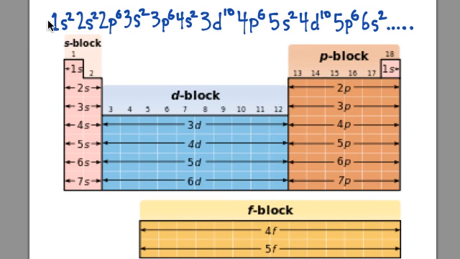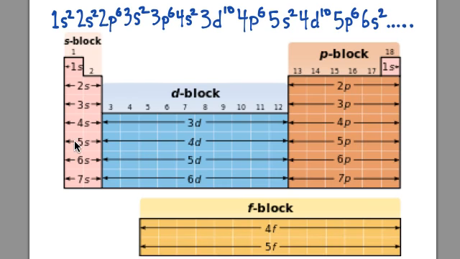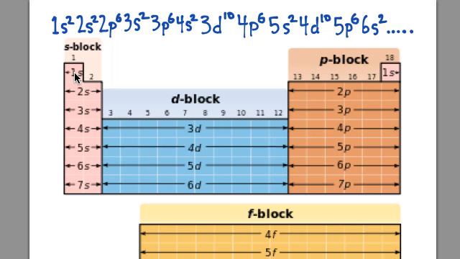So they all start off the same way. This large number 1 means it's the quantum number n equals 1, then n equals 2, n equals 3, n equals 4, n equals 5, n equals 6, and on and on. But I think about reading it from left to right.